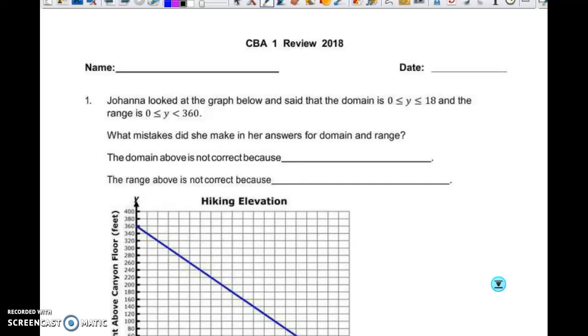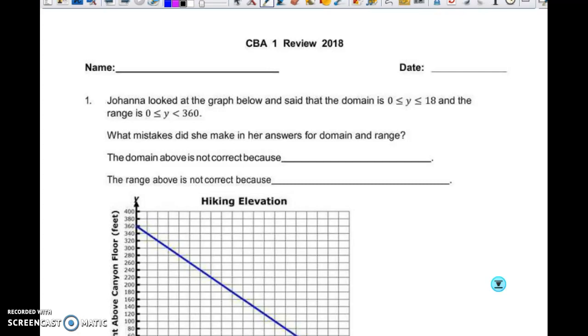Okay, so today we're reviewing for the first CBA. I'm going to go ahead and go over each of the review problems and just kind of get you started. This is just for if you need help. I'm just going to guide you through the problems. I'm not necessarily going to complete them, but guide you, okay?